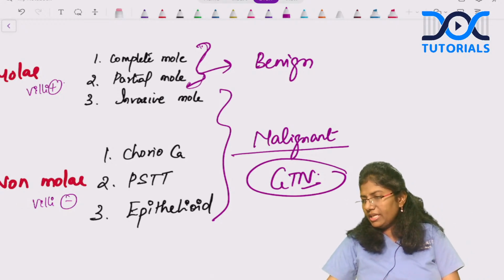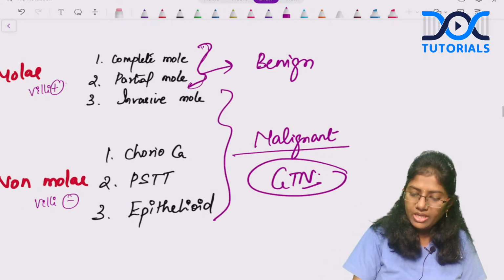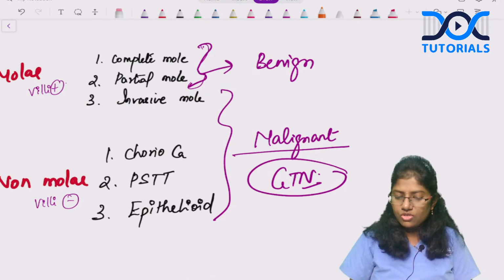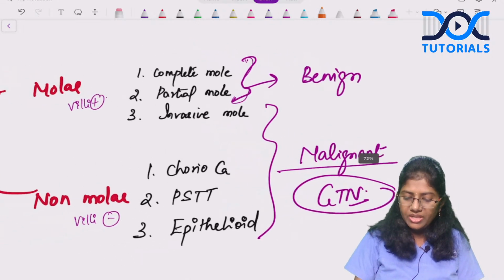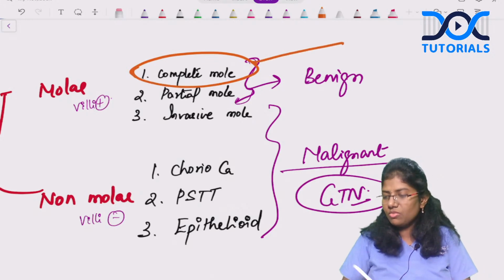Among the benign variety, complete or partial, which is the most common? Let me tell you, among the benign variety, complete is the most common.